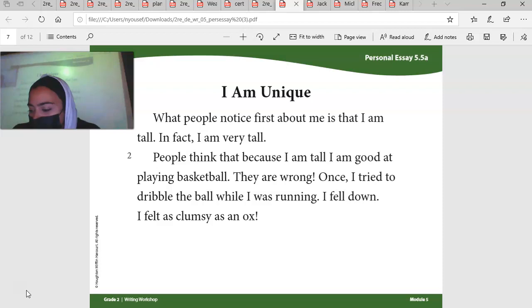We are mainly focusing on adding figurative language to our writing. Figurative language is mostly similes or metaphors, right? That's what we're really focusing on. A simile is something that uses like or as. In the example they gave us, it says, I felt as clumsy as an ox. That's a simile. We also have a metaphor we were just talking about in class.